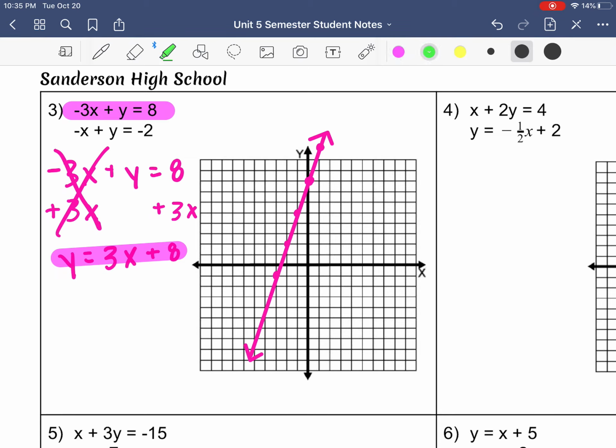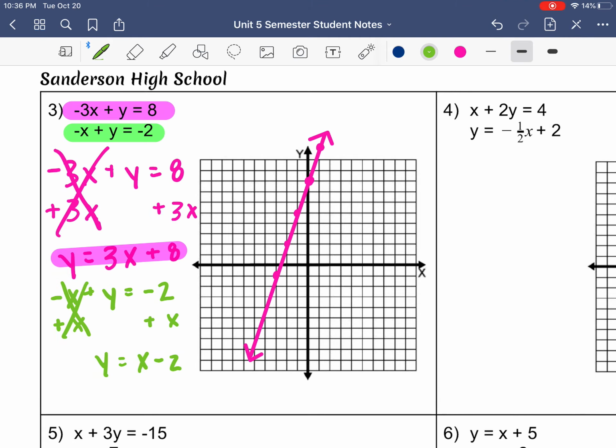Second line also needs some rearranging. Negative x plus y equals negative 2. So just like that last equation, we need to get y by itself. So the first thing I'm going to do every time is move the x to the other side. So I need to do the opposite or add x on both sides, which will leave me just with y equals. Now I see it's x, positive x, and then it was a minus 2. So I just rewrote the order. And that equation now I can graph.